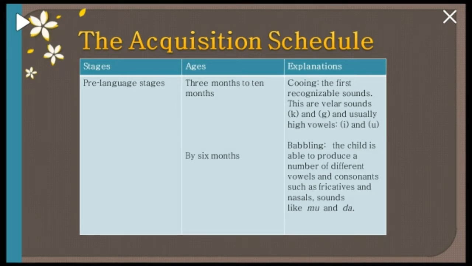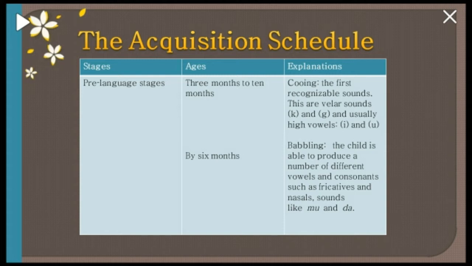We continue to the acquisition schedule. As we can see, there are three columns here. The first is stage, the second is ages, and the third is explanations. In this section, we will discuss the language stages, and there are 4 language stages here. The first is the pre-language stage.